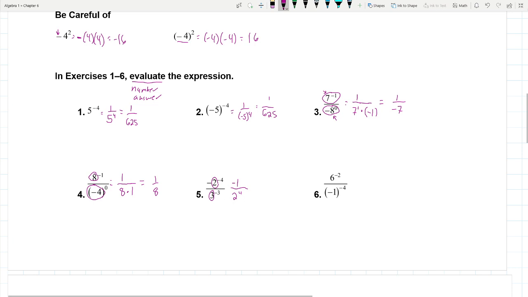And then I go, all right, this 3 is to the negative third. Oh, that means it needs to go up on top. So I need to go 3 to the third. 3 times 3 is 9, times 3 is 27, times negative 1 is negative 27, over 2 to the 4th power, which is 16.